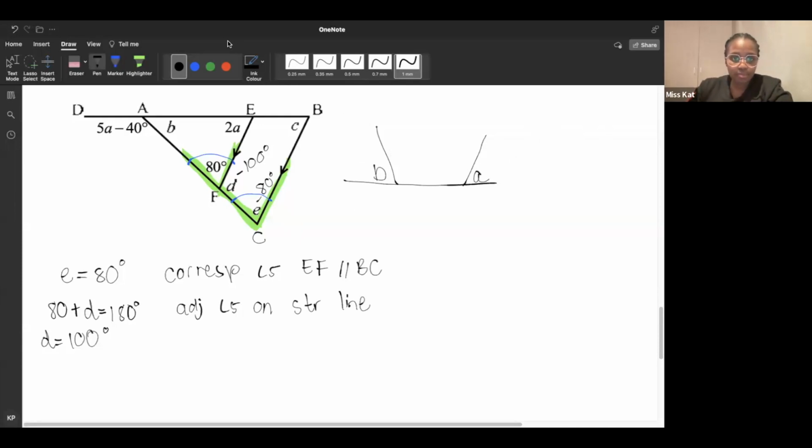Ma'am, can I give it a try? Yes, let's go for it. So, ma'am, we're going to solve for B. I said 5a minus 40 equals B because supplementary adjacent angles. Wait, you said 5a minus 40 equals B. What is supplementary? They equal 180.